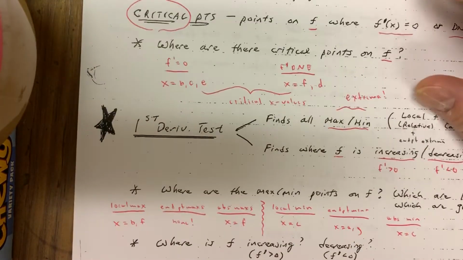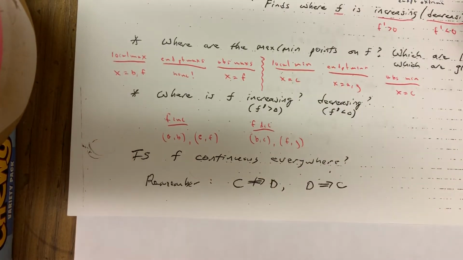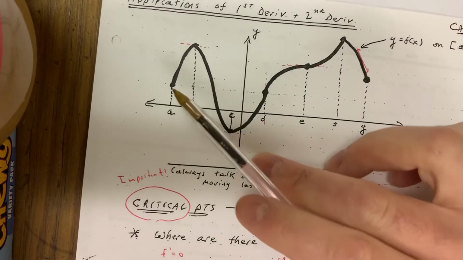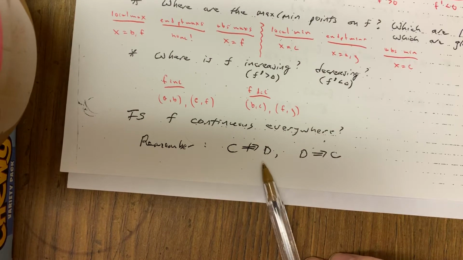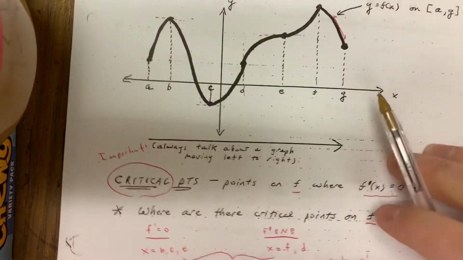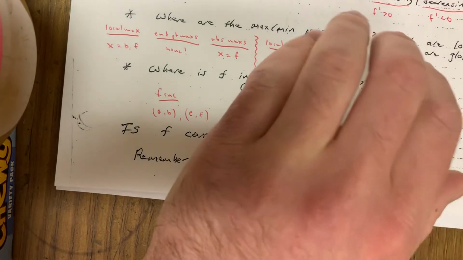All right, so that's supposed to be quick review. Hopefully it's not too terrible. Is f continuous everywhere? Obviously, you can see it is continuous. No points of discontinuity here. Remember, a function being continuous doesn't imply it's differentiable. You can see at x equals f, it is not differentiable, okay? But remember, if they do tell you a function is differentiable, that does imply that it's continuous, okay?